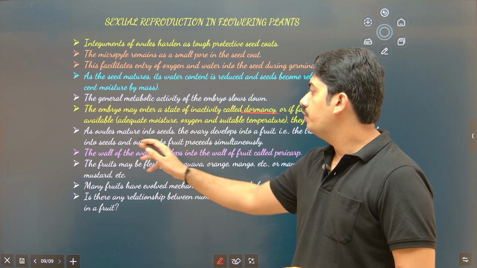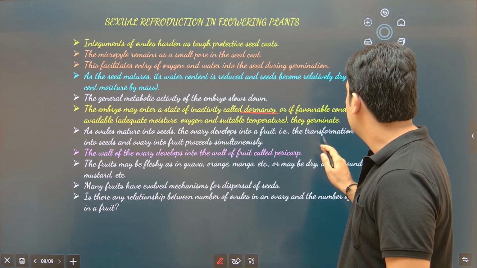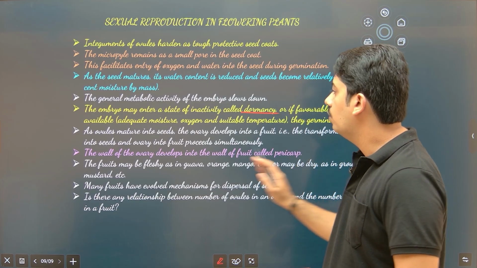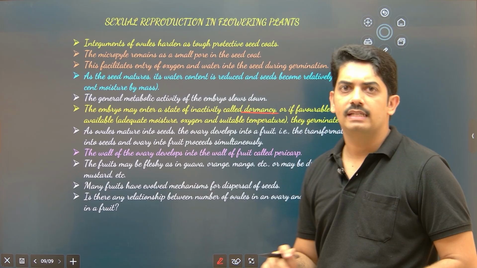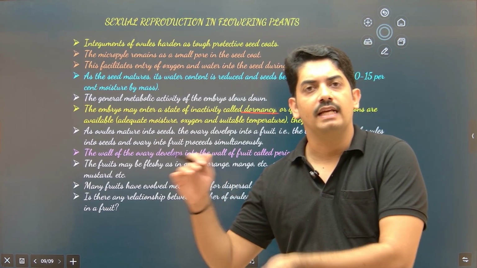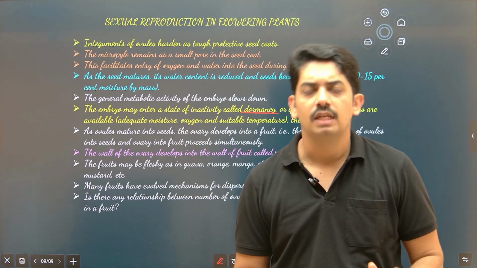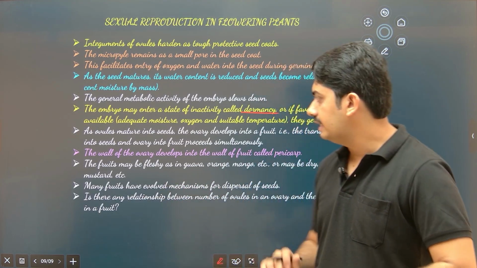Okay, as the ovule matures into seed, the ovary develops into fruit, and the transformation of the ovule into seed and ovary into fruit proceeds simultaneously. It is not a separate process. It is not that first seed formation takes place, then fruit formation takes place. There is no such thing. So these two, formation of seed as well as formation of fruit, take place simultaneously.